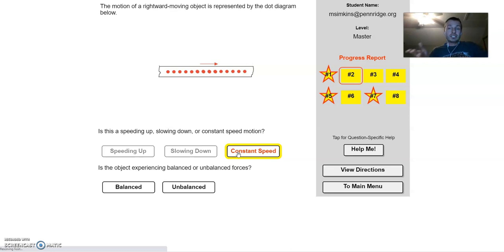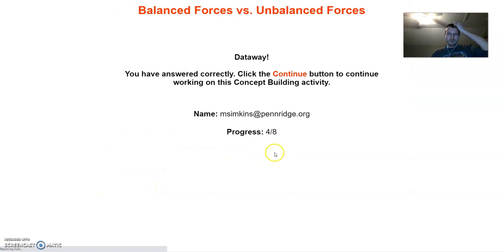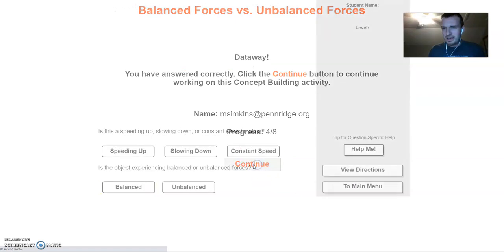If you're moving at a constant speed, the forces must be balanced. That's right, because an object in motion stays in motion unless acted on by an unbalanced force. If you are moving in a constant motion, there is no unbalanced force. In fact, there's a balanced force. So we check our answer, and I just did 4 of them for you. So if you guys can't get up to 4, I mean, no, you can. I know you can do it.